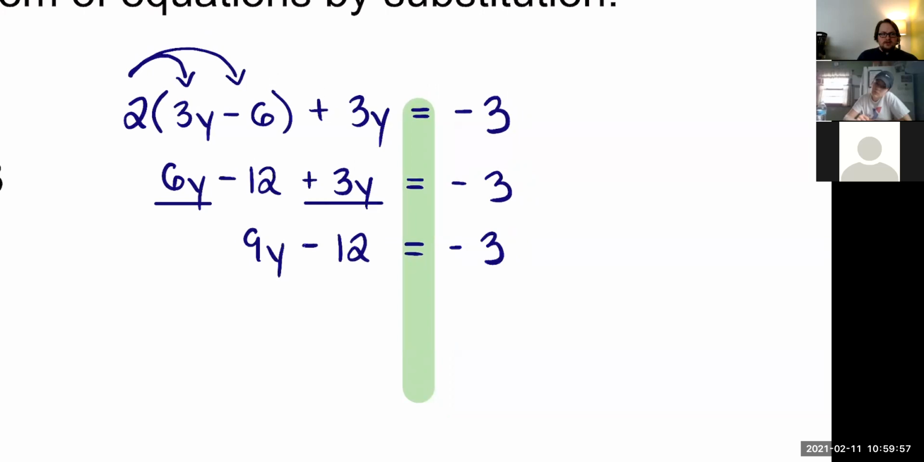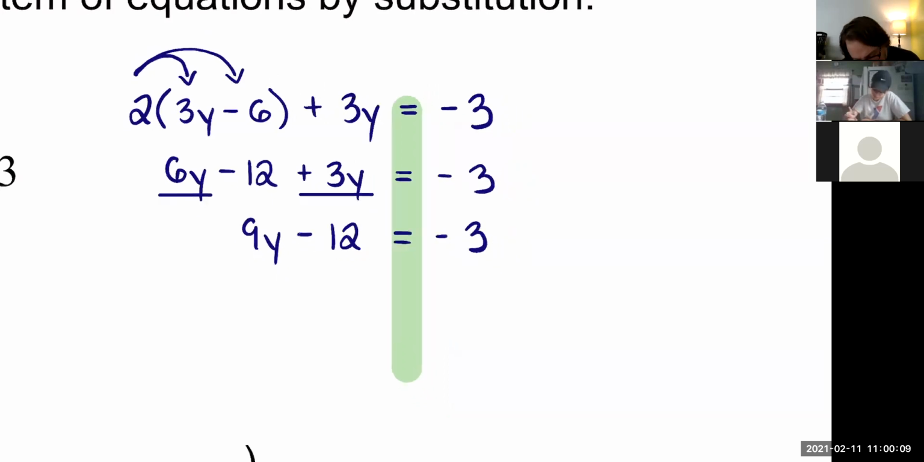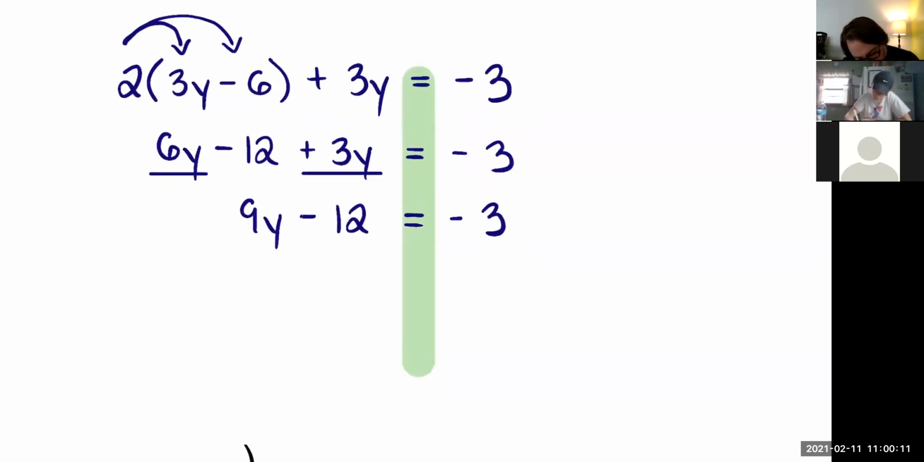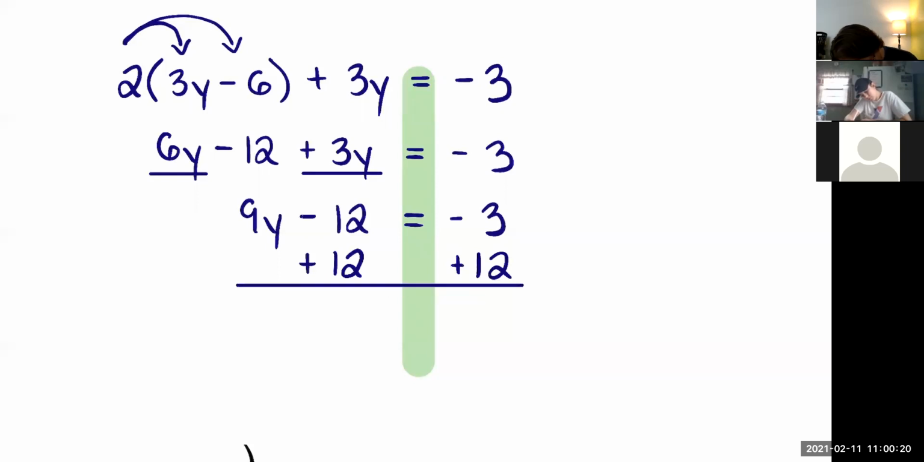Now, where are your instincts pointing you? Add the negative 12 to both sides. And why? What's your goal? What are you working towards? To get y by itself. Get that y by itself. So you said, did you say add 12 to both sides? Yes. Okay. So on the left, the negative 12 plus 12 is 0, which is gone. Still leaving me with the 9y.